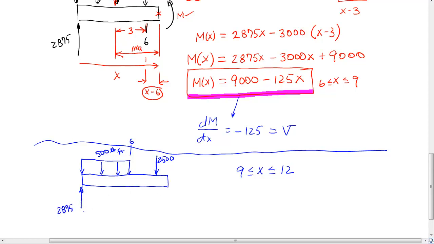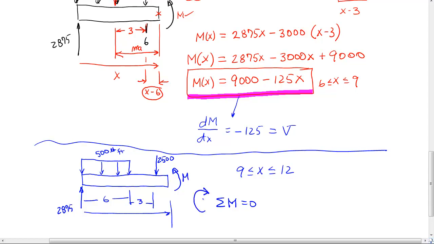Again, here's our 2875. This is all the way out to x. This is 6. So now I can take this 6 off the top. This is 3. Only interested in the moment. So the sum of the moments equals 0. And just to be consistently obnoxious, I'm going to make it go in the opposite direction.